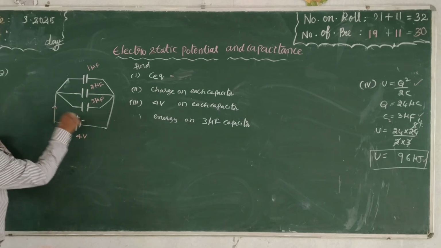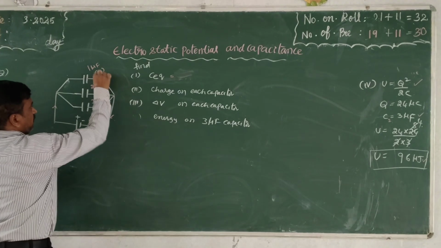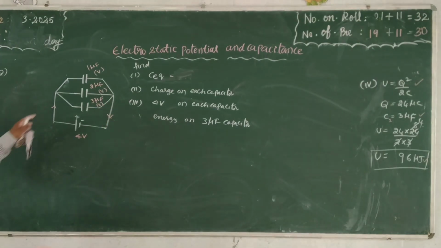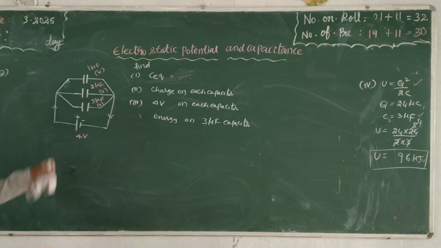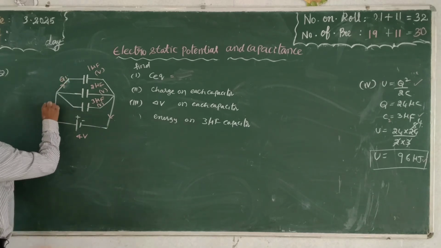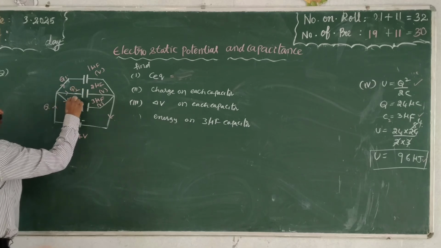See, current flows from higher to lower potential. In a parallel combination, the potential is the same. What is the potential here? 4 volt, here also 4 volt, here 4 volt, here 4 volt. What changes? Charge changes. Here the charge Q is divided into Q1, Q2 and Q3.